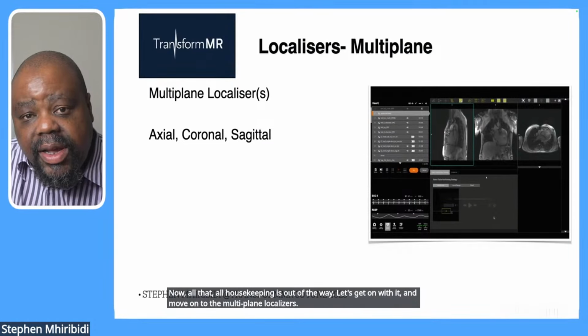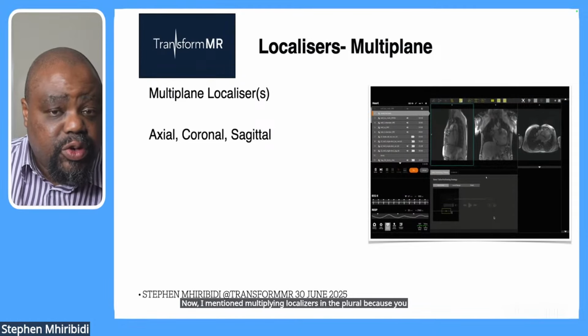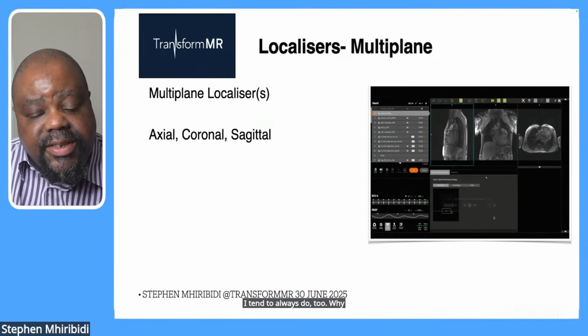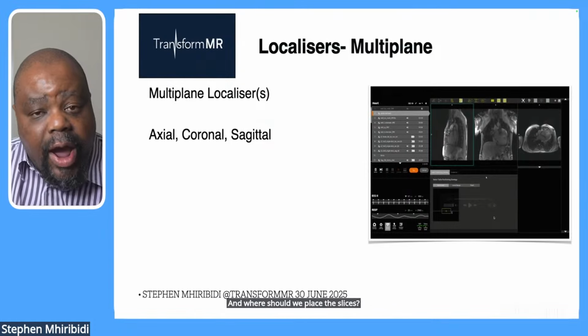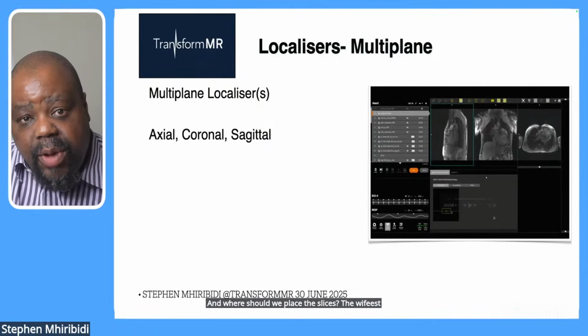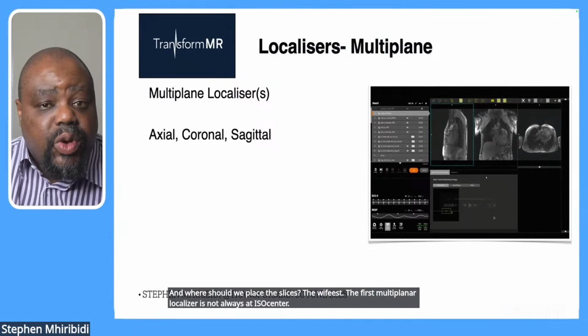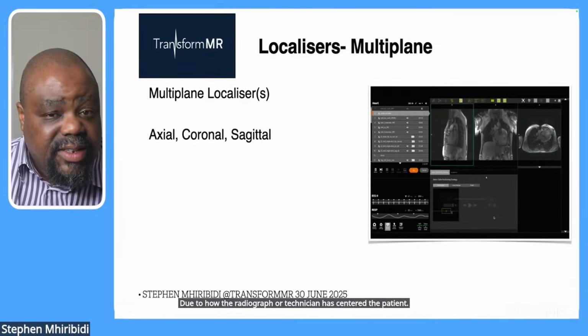Now, I mentioned multiplane localizers in the plural because you may have to do two. I tend to always do two. Why do we need a second one? And where should we place the slices? The why first. The first multiplanar localizer is not always at isocenter due to how the radiographer or technician has centered the patient. And why is this detrimental?